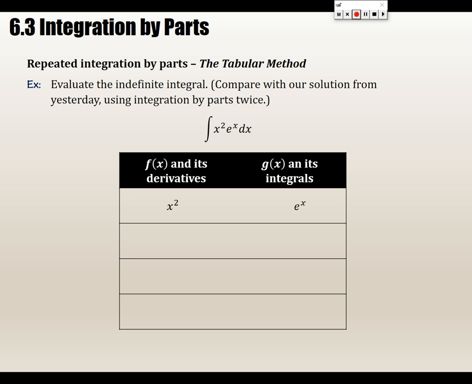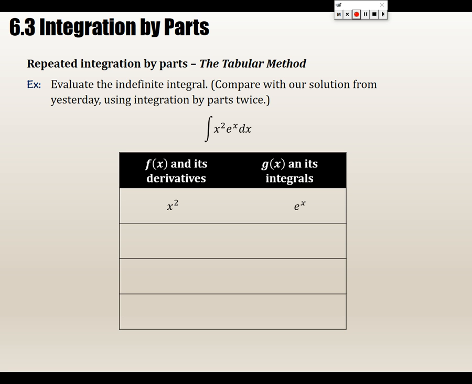The way we choose f and its derivatives is the same. I want you to think of this as u, and this is dv over here. So we're choosing f and its derivatives with the same criteria you use for LIPET, right? So you're putting x squared here. That's what our u is going to be, and over here we're putting the other function. We're going to omit the dx, but this is the thing. We're going to integrate along this column. We're going to differentiate along this column.